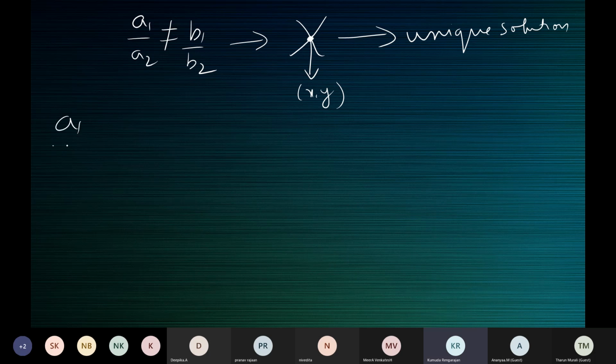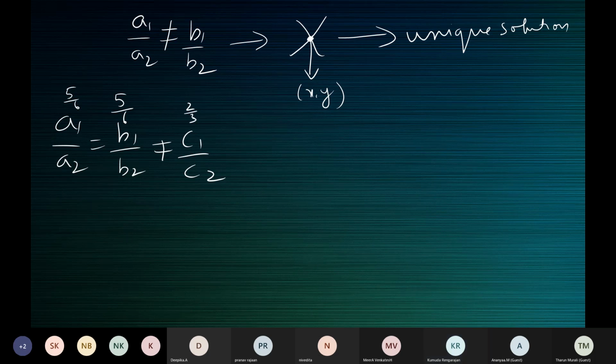Suppose A1 by A2 is equal to B1 by B2, but not equal to C1 by C2. Suppose these two ratios are equal, say this is 5 by 6 and this is also 5 by 6, but C1 by C2 is something like 2 by 3. In this case, the lines are parallel. When you make the graph, you will see that the two lines are parallel.